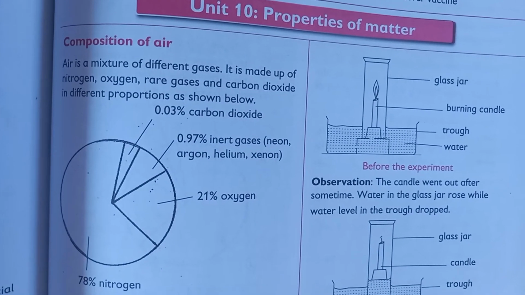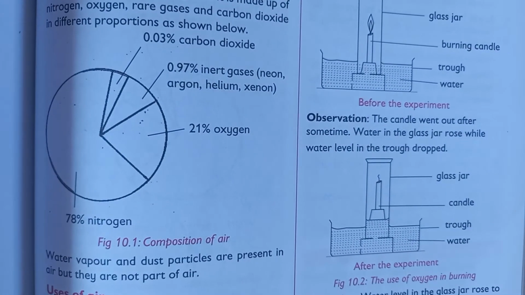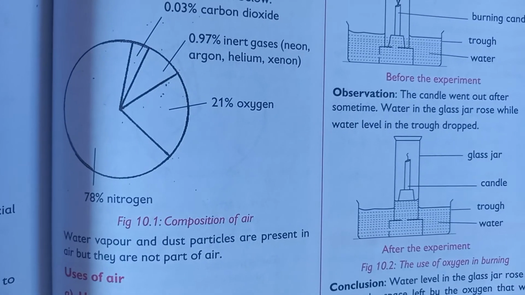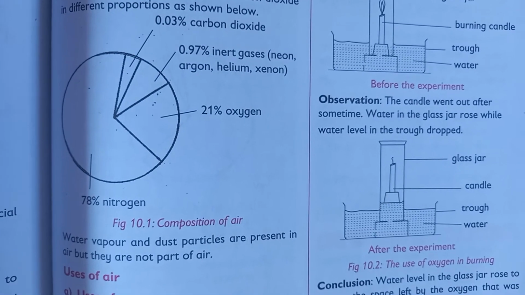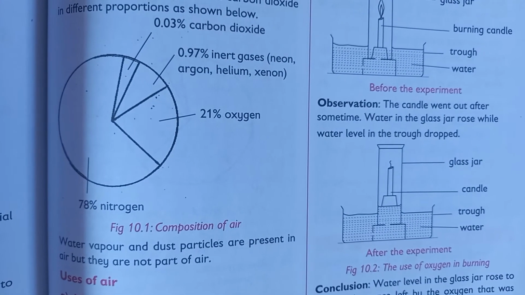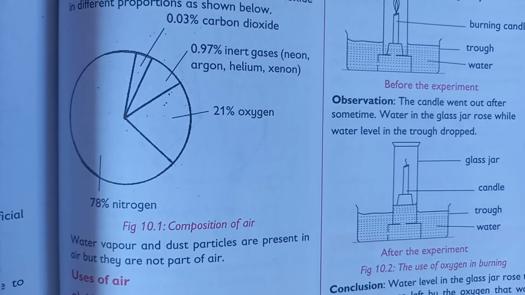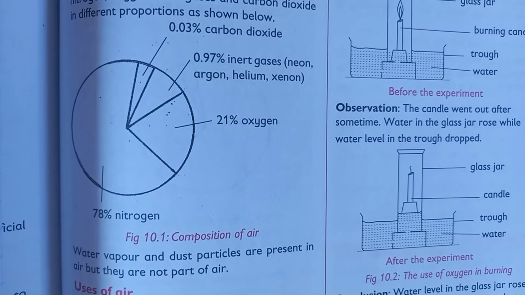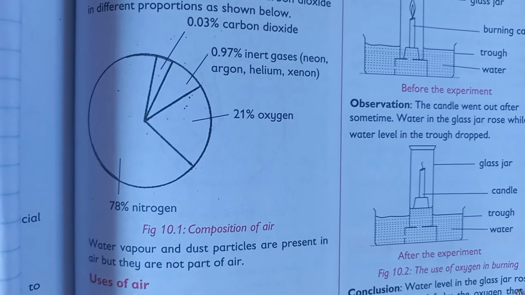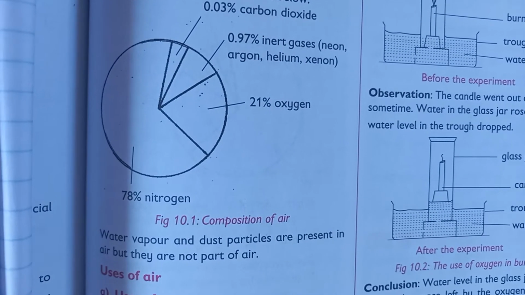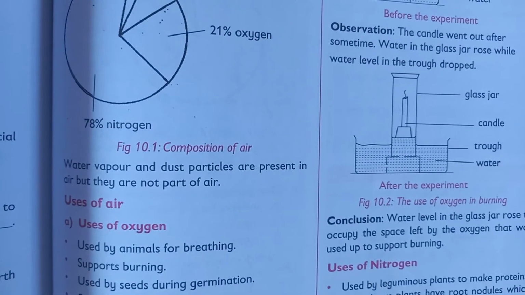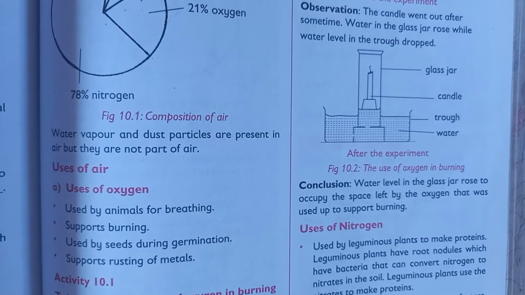What will happen? Observation: the candle went out after some time. The water in the glass jar rose, while the water in the trough dropped. Why? Conclusion: the water level in the glass jar rose to occupy the space left by the oxygen that was used to support burning.